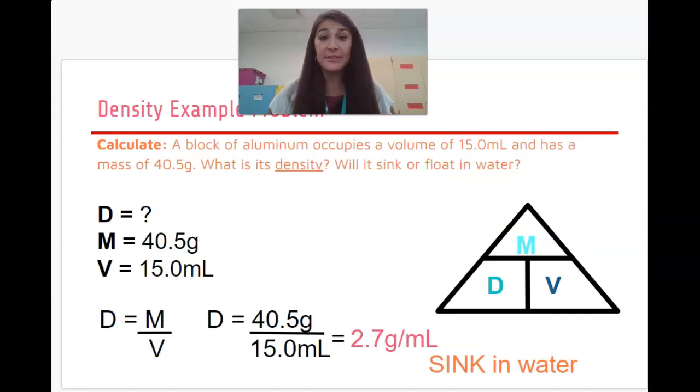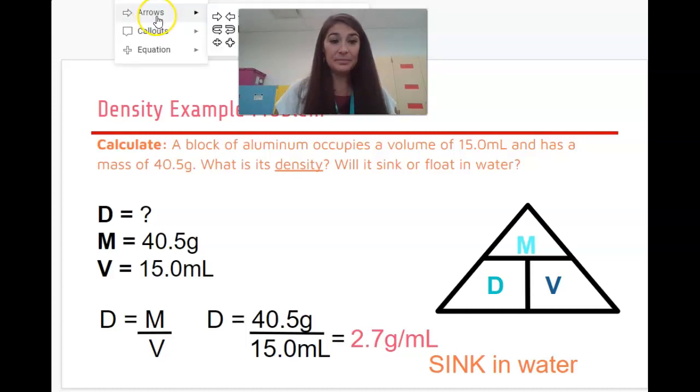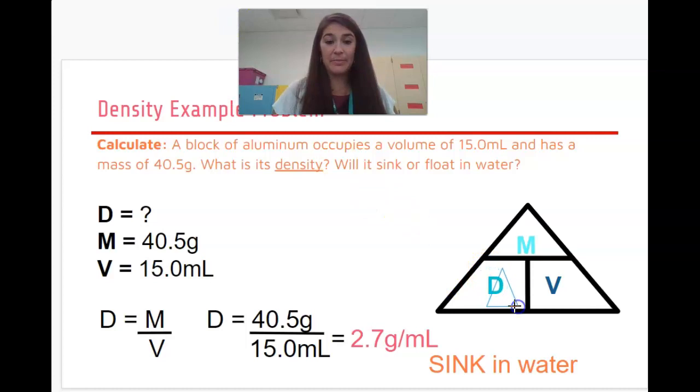But in order to answer this question, I need to do the math and figure out the density. So, given that we know the mass and the volume, I use my density triangle. If I need density, I'm going to cover it up, right? Remember that? So I cover up my D, and now I know that it's mass divided by volume. I plug those numbers in, and I get 2.7 grams per milliliter is the density of my aluminum. So if I were to put that substance in water, it would definitely sink.